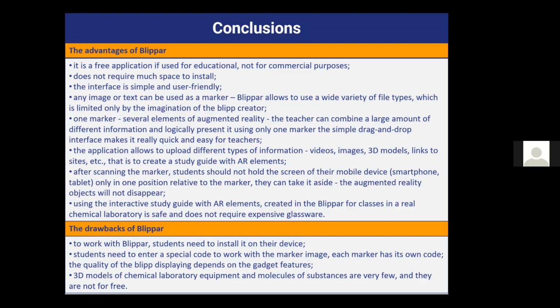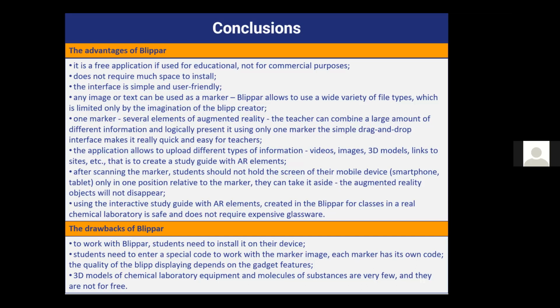It doesn't require much space to install. The interface is simple and user-friendly. Any image or text can be used as a marker. One marker, several elements of augmented reality. The application allows uploading different types of information. After scanning the marker, students should not hold the screen of their mobile device only in one position relative to the marker. Using the interactive study guide with our elements created in Blippar for classes in a real-life chemical laboratory is safe and does not require expensive glassware.